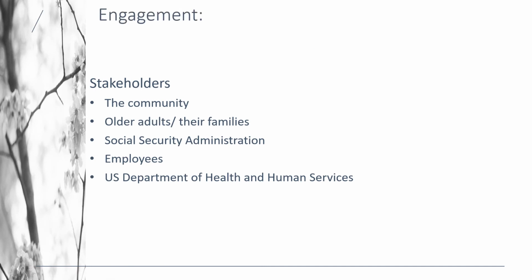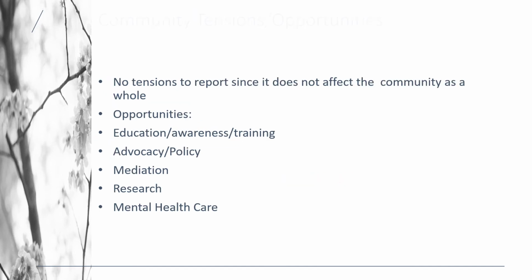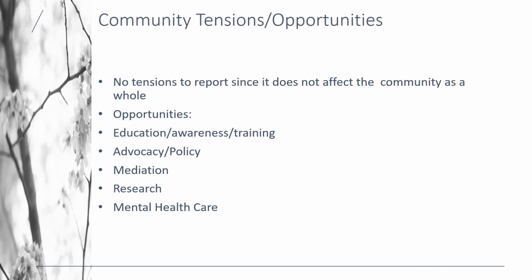In my community center, the stakeholders would be the community, the older adults and their family, Social Security Administration employees, and the Department of Health and Human Services. Community tensions and opportunities. I don't see a lot of tensions because it's not going to change the community as a whole, but there's definitely opportunities like education, awareness, training, advocacy, policy, mediation, research, and mental health care.